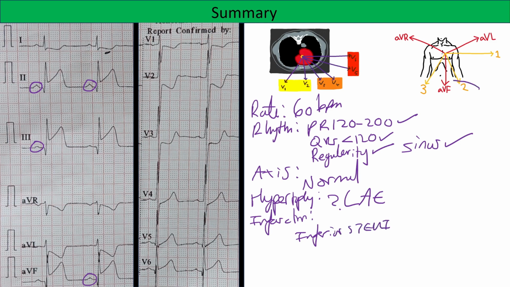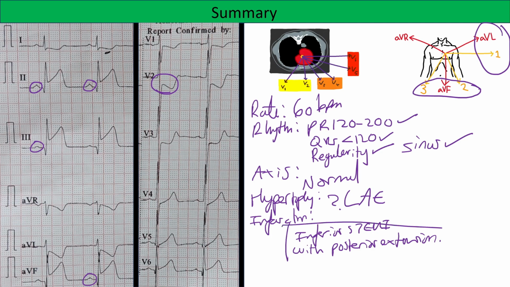If you have a look at this diagram, 2, 3 and AVF all had ST elevation. Remember 2, 3 and AVF are your inferior leads as they're literally inferior to the body. 1 and AVL are lateral as they're literally lateral. Inferior STEMI with posterior extension. Anytime you have any ST depression in V1 to V5, suspect a posterior STEMI, especially in the context of an inferior STEMI. So this is our final diagnosis, inferior STEMI with posterior extension.